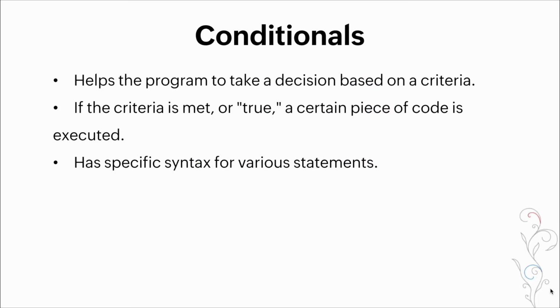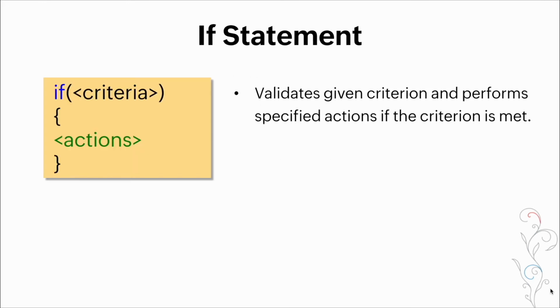Now let's talk about conditionals. These help the program to take a decision based on a specific criteria. If the criteria is met or true, a certain piece of code is executed. Conditionals have specific syntax for various statements. If statements: if a specific criteria is met, then a specific action is executed.